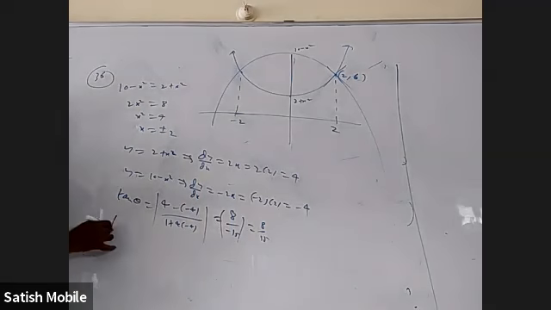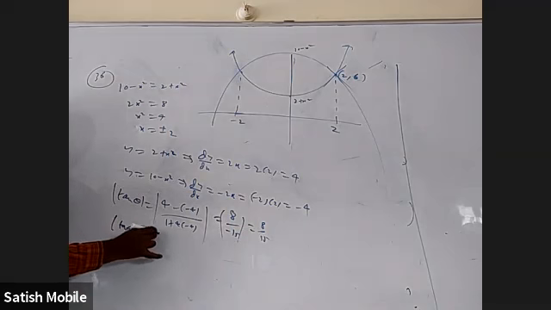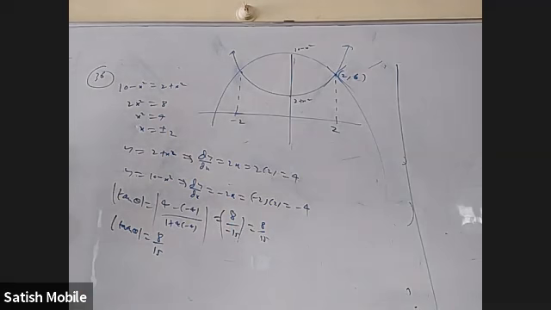Mod tan theta is 8 by 15 also. Because there can be an acute angle or an obtuse angle, when you take the mod, it covers both the acute angle and the obtuse angle.